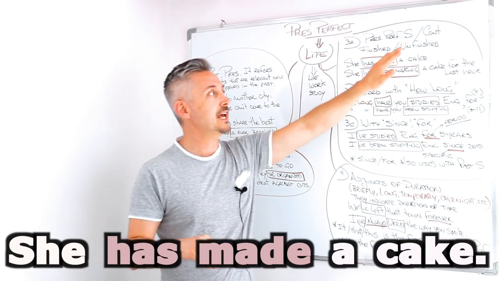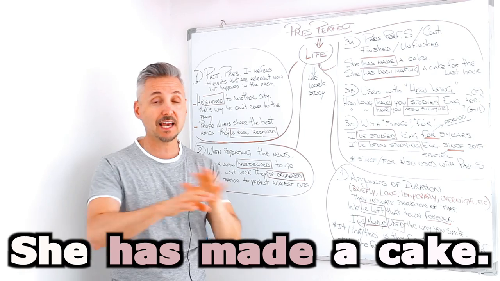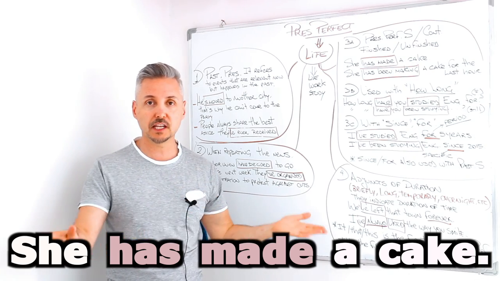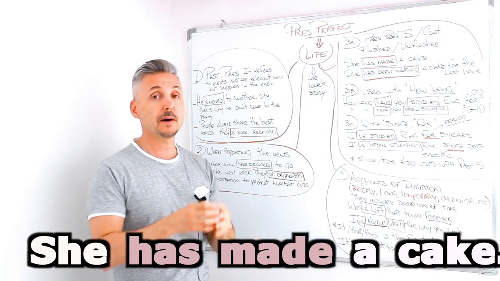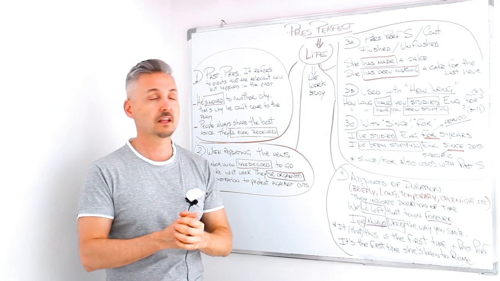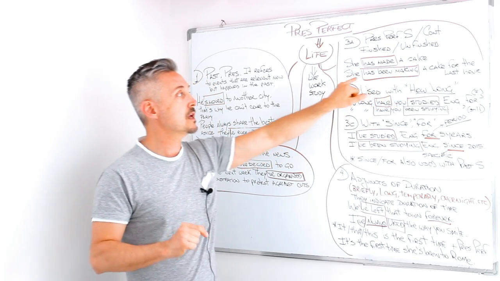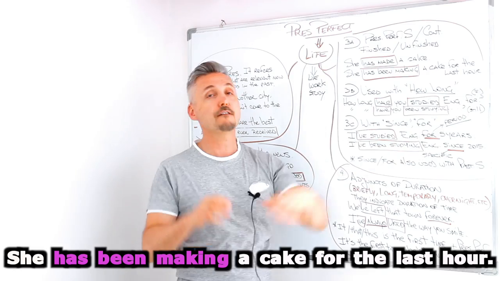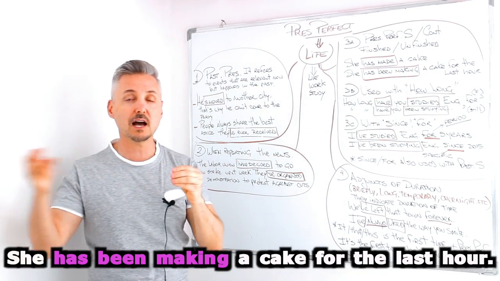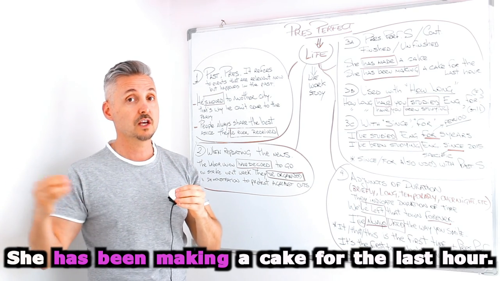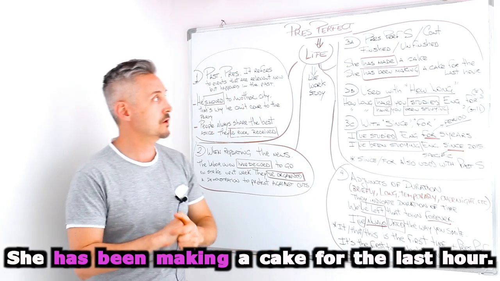She has made a cake. This means that it's finished. That she made a cake 1 minute ago and it's finished. When I use the present perfect, it's not important when, but it is important the action. Now, the second one is with the present perfect continuous. She has been making a cake for the last hour. Here, there is an indication for the last hour, that it continues, right? So, it's not finished.